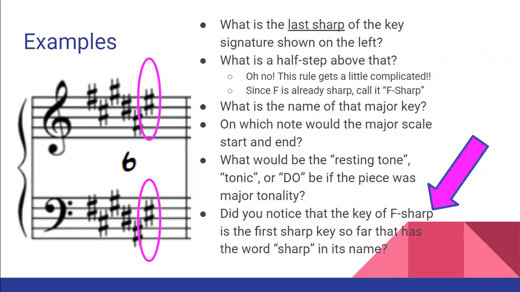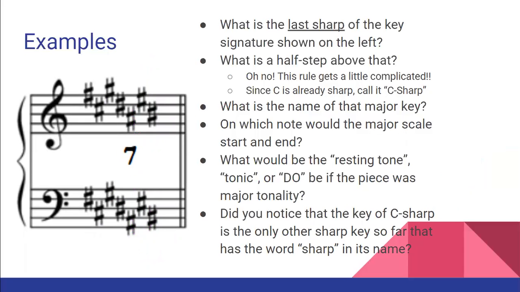Did you notice that the key of F sharp is the first sharp key that has the word sharp in its name? Because we had E and B, D, A, C. None of those have the word sharp in their name. However, when there are 6 sharps, it is the key of F sharp.